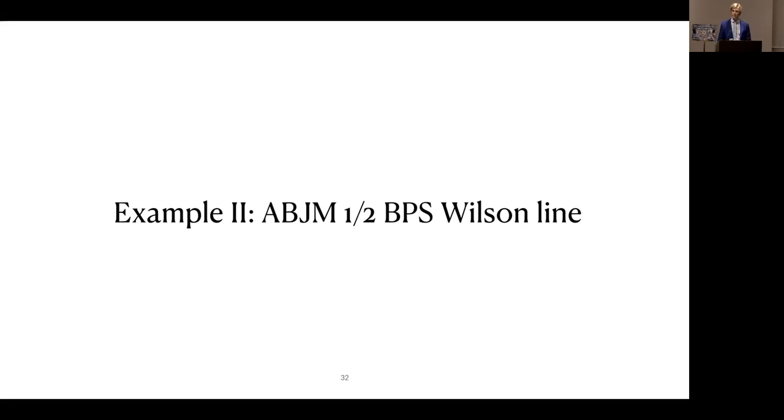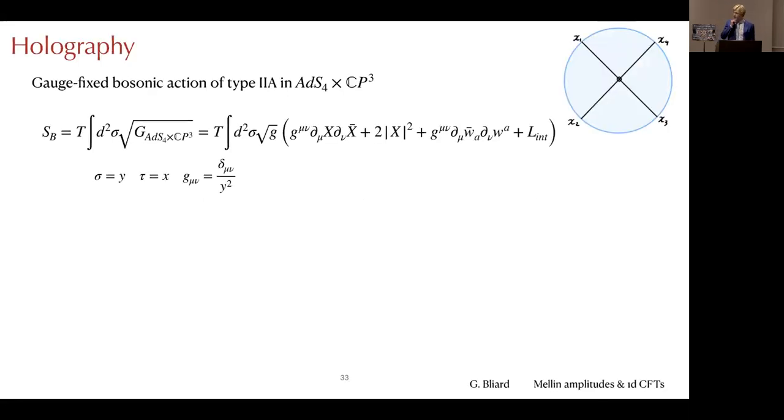So the second example relates to the ABJM half-BPS Wilson line. So the setup of this is going to be, in the holographic part of it, the gauge fixed bosonic action of a type 2A string in ADS4 cross CP3. So we follow the formalism of the equivalent paper in ADS5 cross S5 of Giombi, Ruben, and Zeitlin, where we fix the gauge and we find an interacting QFT in ADS2. I haven't included the vertices, but this perturbative computation can be done.